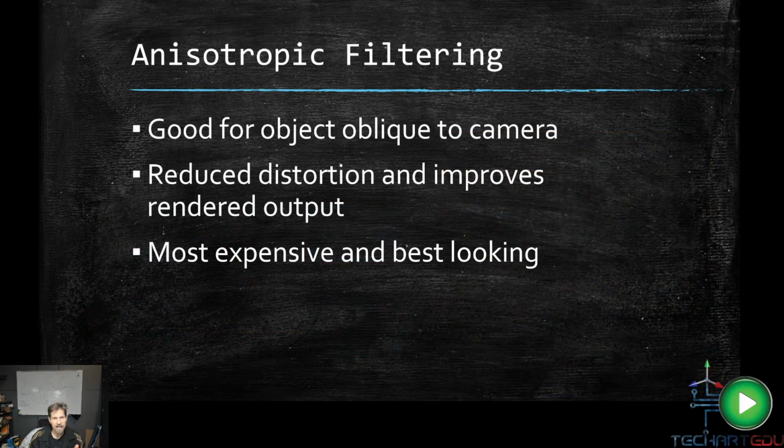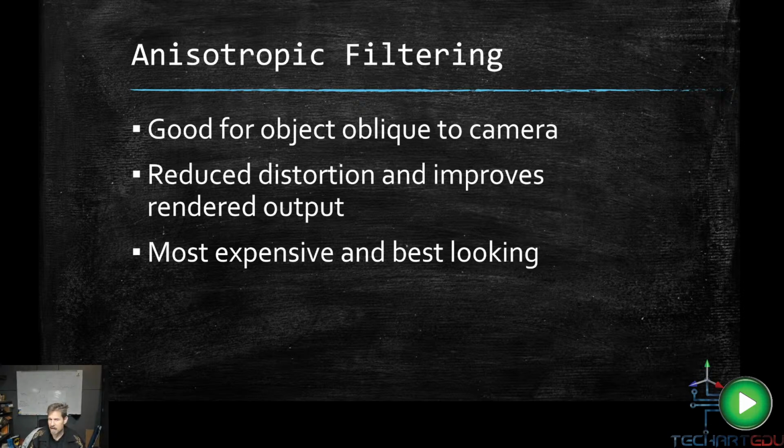Now the third one is called anisotropic filtering, and this is good for objects that are oblique to the camera. What that means is normally the polygons are going to face the camera. But what happens if it's at an angle? Then that produces weird, funky results and creates some distortion. The anisotropic filter fixes that. It is the most expensive, but it's going to produce the best looking results.